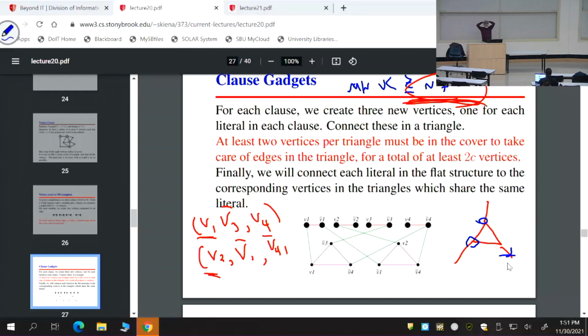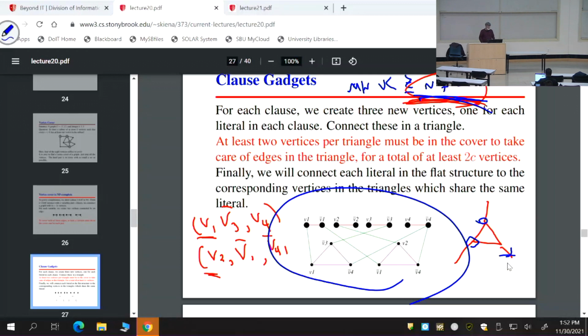So if you understood that translation, what I just argued is this graph that we build will have a vertex cover of this size if and only if the original problem was satisfiable. Any questions about this reasoning so far? How many people sort of see what I'm doing here, where I'm coming from and why? Any questions about this construction?